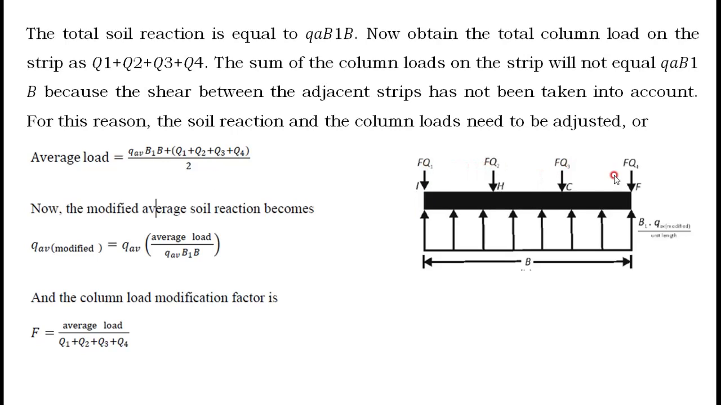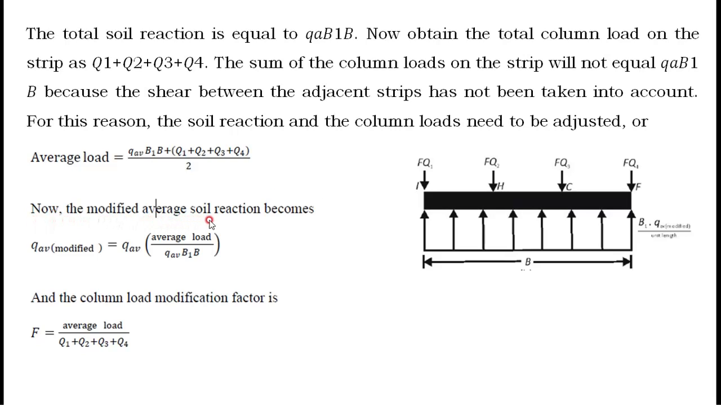q1, q2, q3, q4, all column loads, and the load which is acting, means which you considered by considering the average, that is qa, b1b, this one plus this one divided by 2. This is considered as one entire parameter, divided by 2, and you will get an average load acting on the footing.